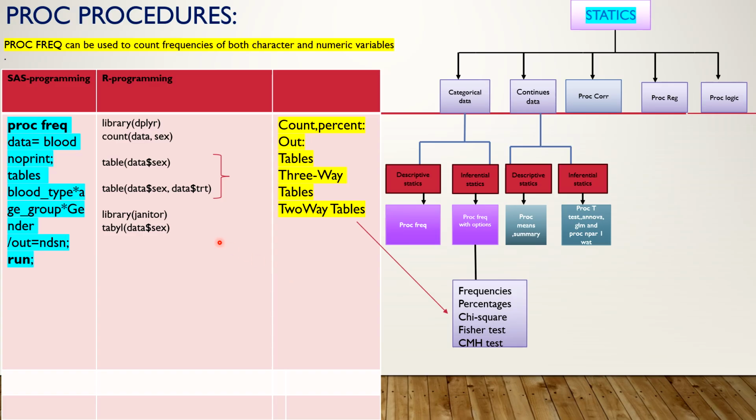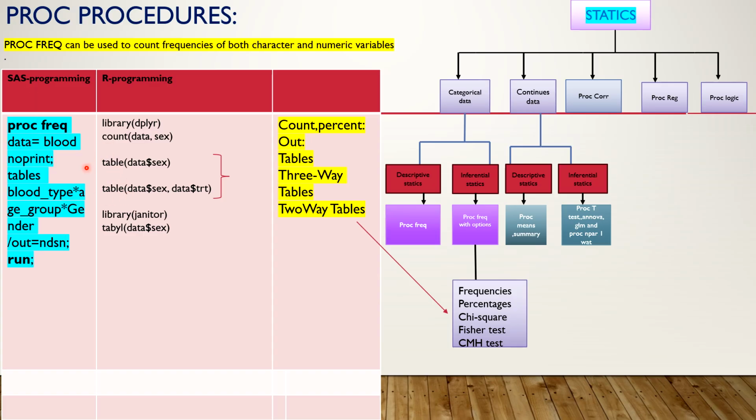Proc freq, already we discussed, is used for categorical data descriptive statistics. For categorical data descriptive statistics by using proc freq, we get frequency and counts. The same thing, if you want to do in R programming, you can do by using the dplyr method. Here count is the option. The same thing we can do by using table.